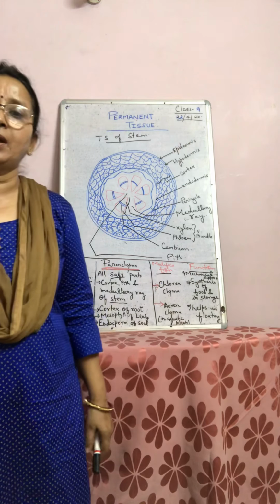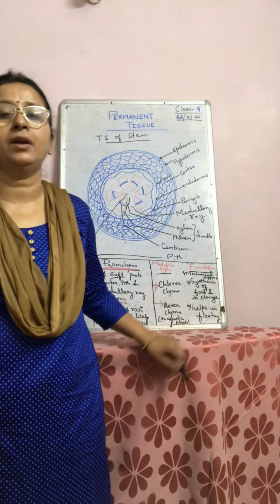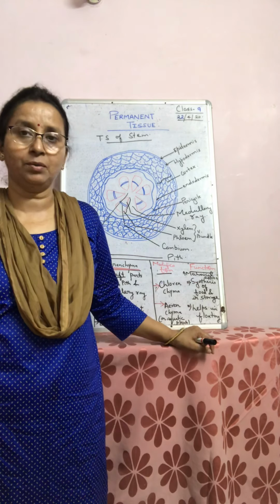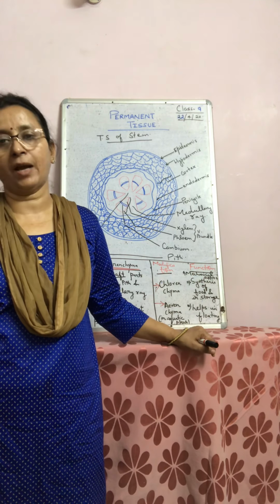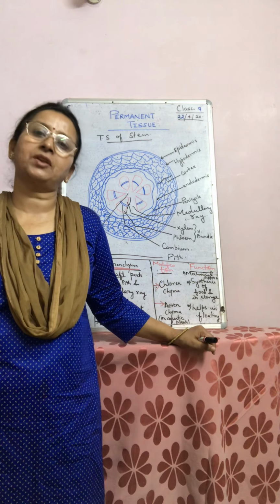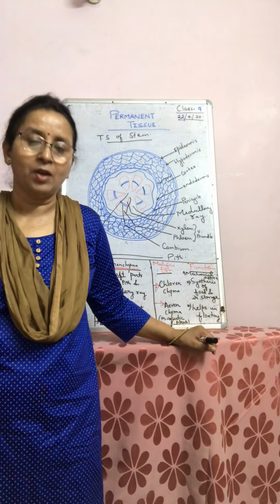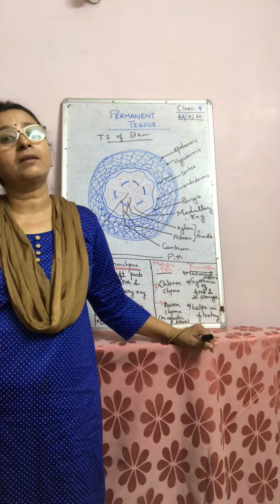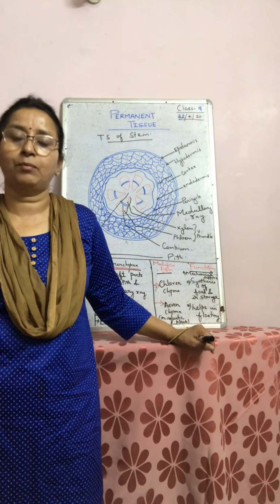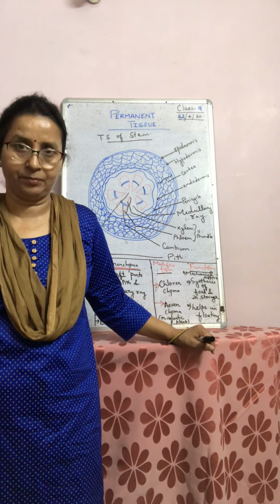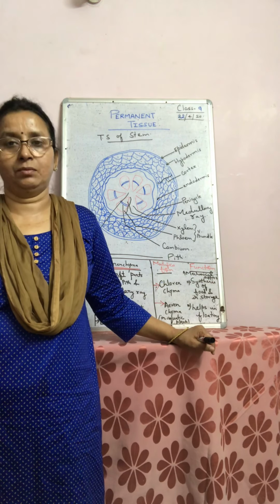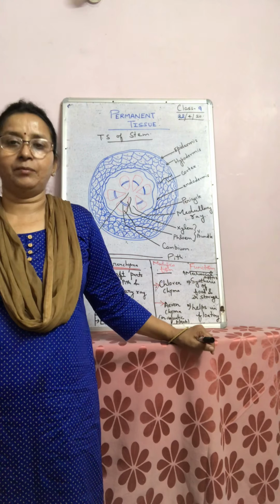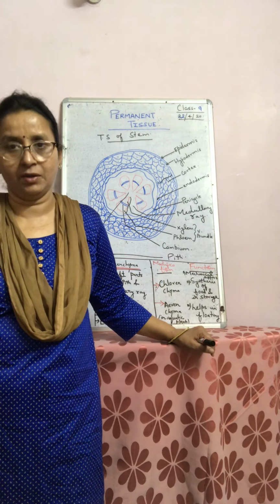Hello students. In the previous class you studied the different types of permanent tissue, especially in detail parenchyma, collenchyma and sclerenchyma, their characteristic features and their comparative study. When anyone asks you to write their characteristics, you can take points from the comparison. Now, when meristematic tissue differentiates, it is converted into permanent tissue.